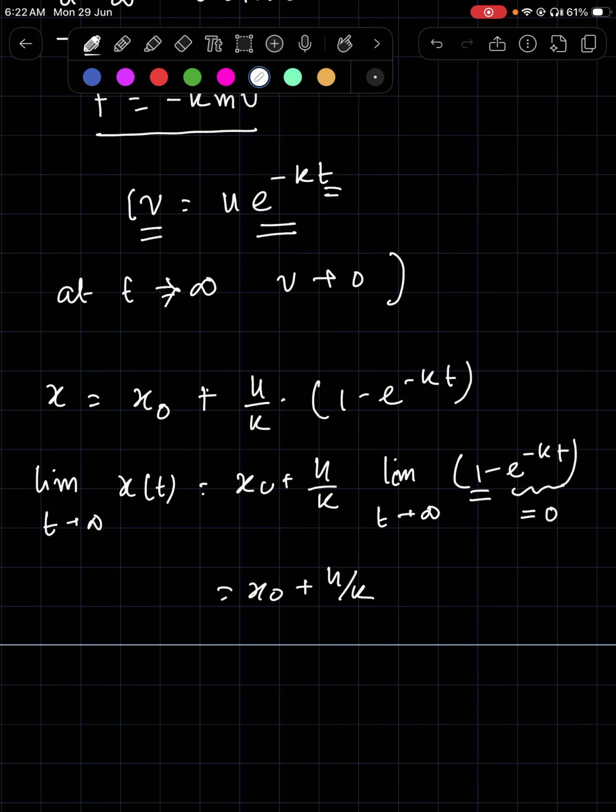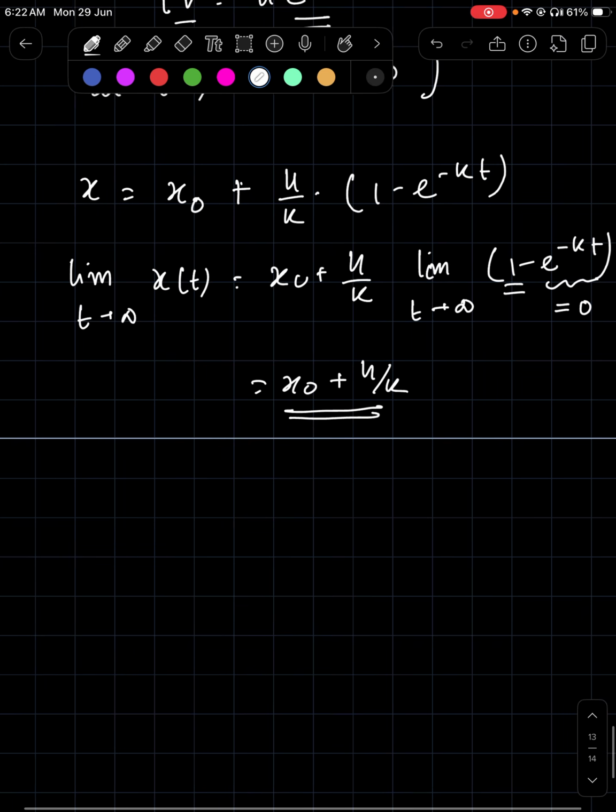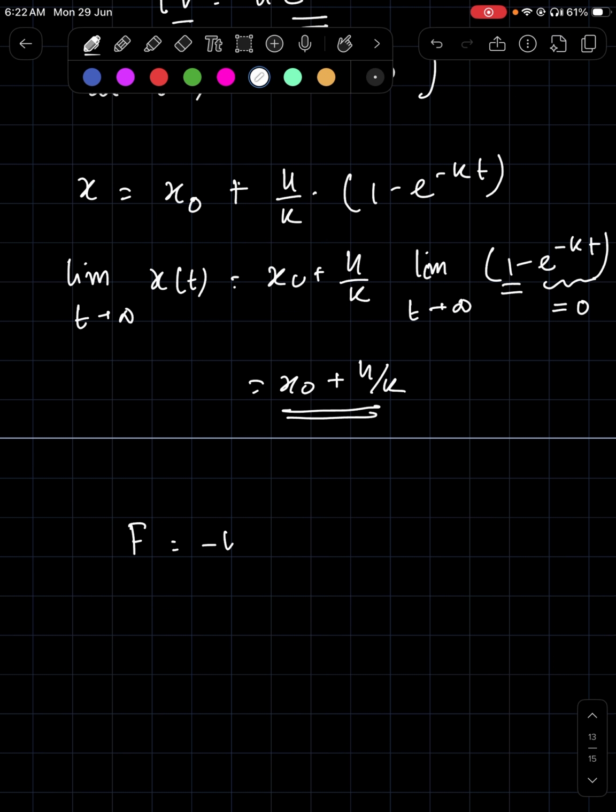Can you see that this distance is now finite? If we reduce the power of v, initially it was a power of 2, right? When we initially considered F equal to minus kmv square, with the power 2, the distance becomes infinite before it is stopped. But now, when it is minus kmv, I have reduced one power, so x is a finite quantity.